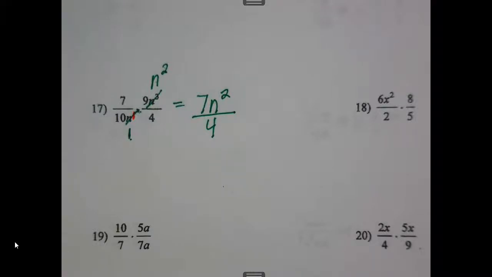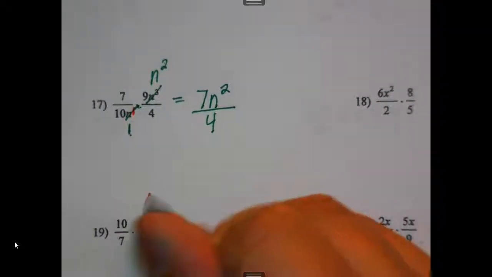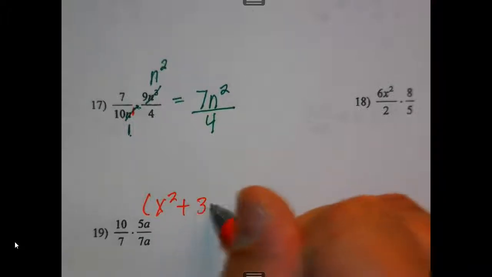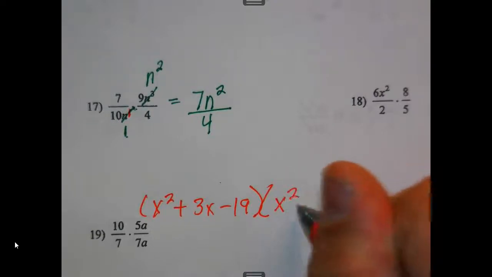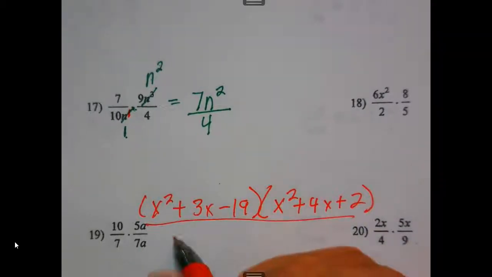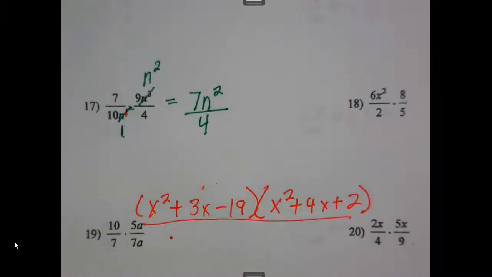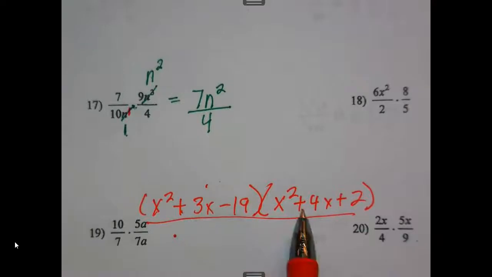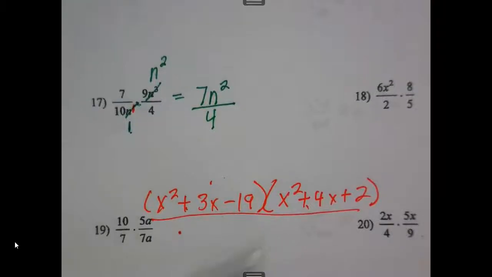Because you're going to get into more complicated expressions. You're not going to just have 5a or 10. You're going to have, for example, x squared plus 3x minus 19 times x squared plus 4x plus 2, and all over, you're going to have to cancel out quantities. Then you're going to have to factor those and then cancel out. Otherwise, you're going to have to multiply those out and simplify it, which is near impossible for an Algebra 2 student.